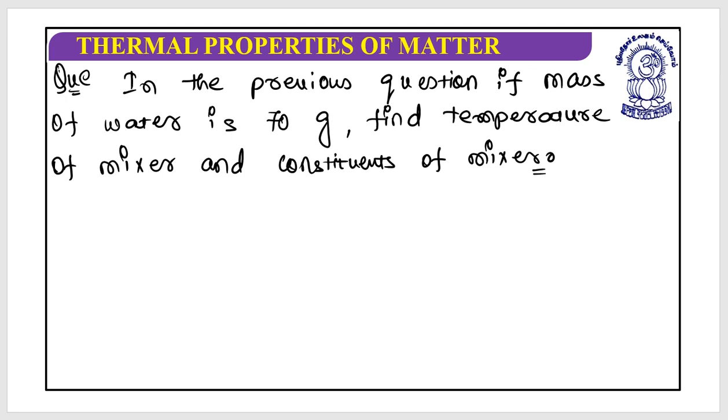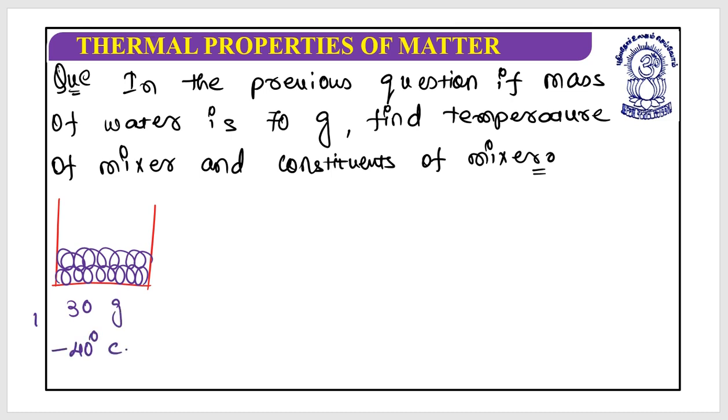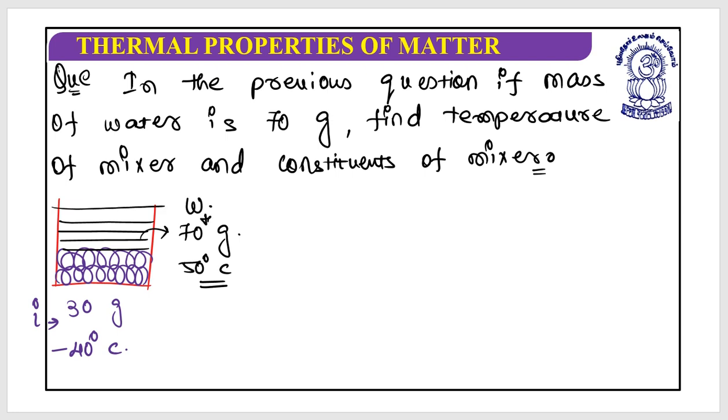You have data written in your book that the situation would be something like this: this is a calorimeter, and in this ice cubes are there. The ice cubes are of 30 gram, which is at minus 40 degrees Celsius. This is ice, and with it a water is there. Now our water is 70 gram, which is at 50 degrees Celsius.